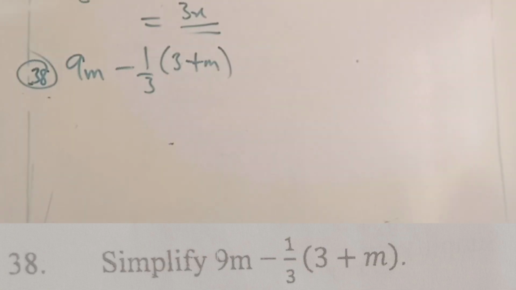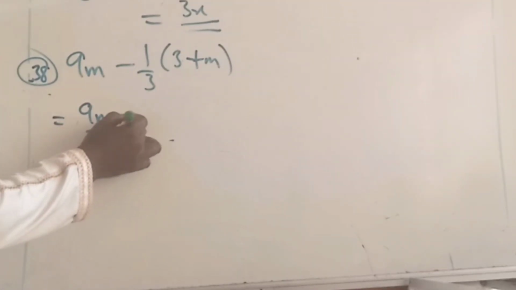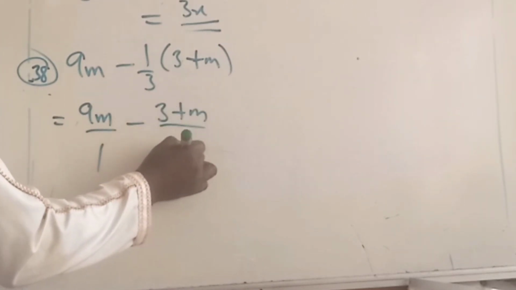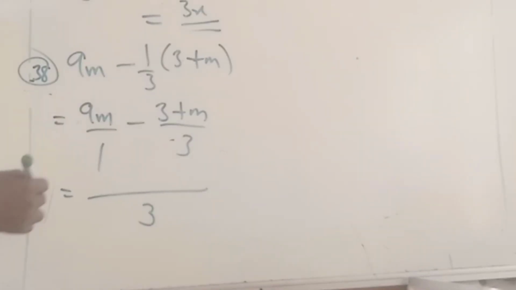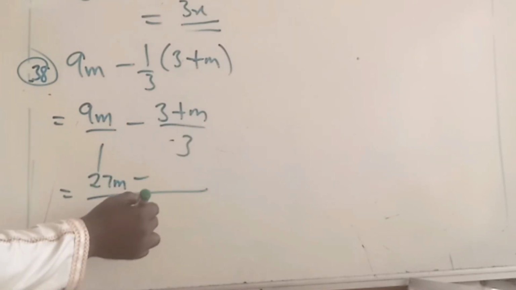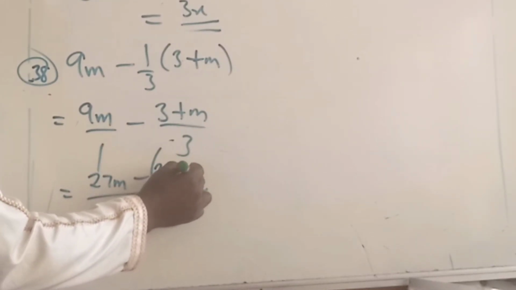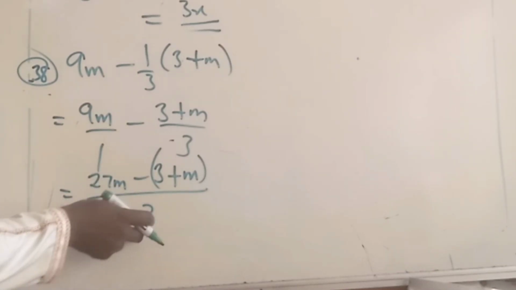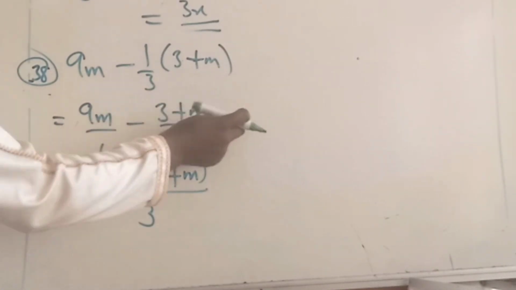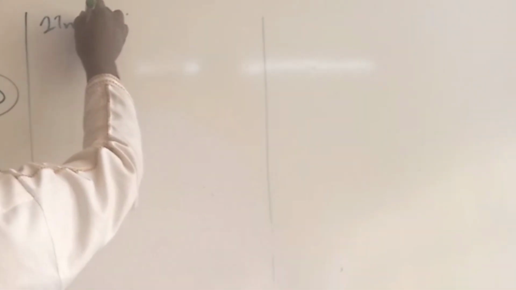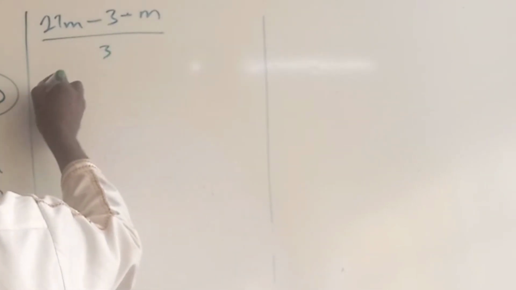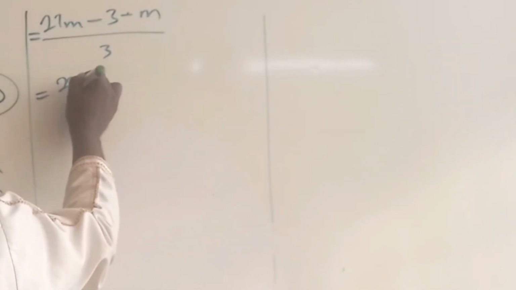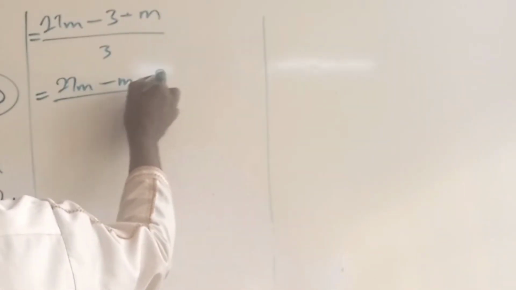You have to simplify this. That gives 9m divided by 1 minus 3 plus m divided by 3. So find the LCM. What's the LCM? 3. So this gives us 27m minus 3 plus m, because 3m, 1, 3 in 3, 1. 1 times this gives 3 plus m. So in that case, we're going to have 27m. You open the bracket, minus 3 minus m divided by what? 3. So this gives 27m minus m minus 3 divided by 3.